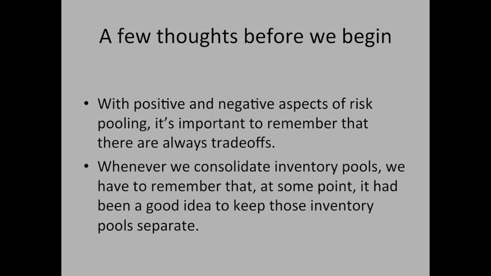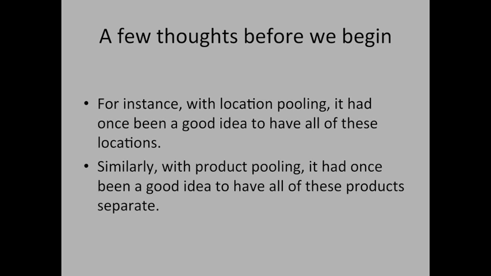So it's important to note when it comes to risk pooling that at some point somebody thought it was a good idea to have each of these different locations, to have each of these different products. And as such, to go away from that means going away from those decisions, in effect reversing those decisions. We see examples of this with regard to location pooling, where we may combine several locations into one. However, to do so means that we bring ourselves further away from some of our customers, and they may have to travel a greater distance if they wish to shop at our location.